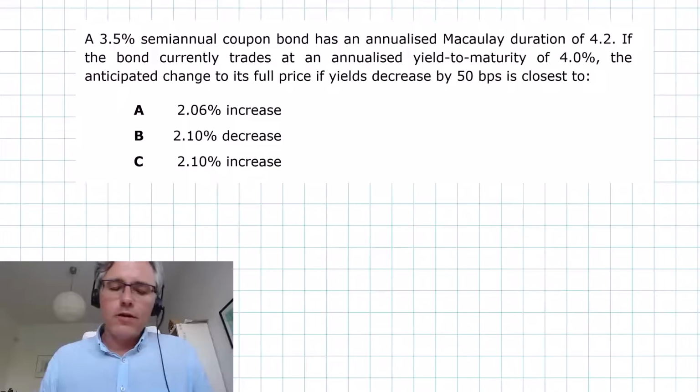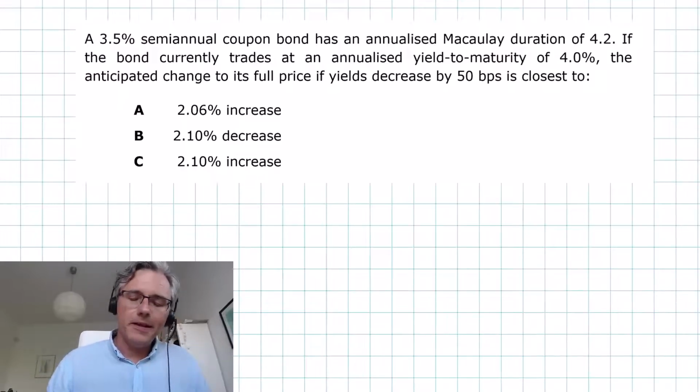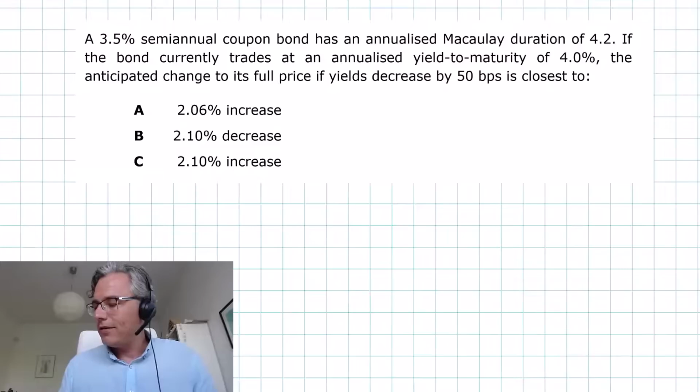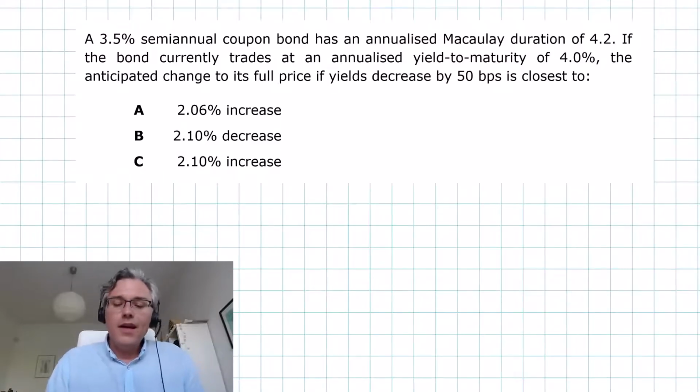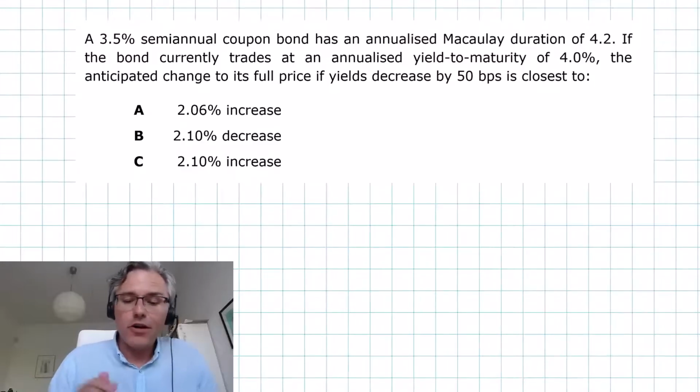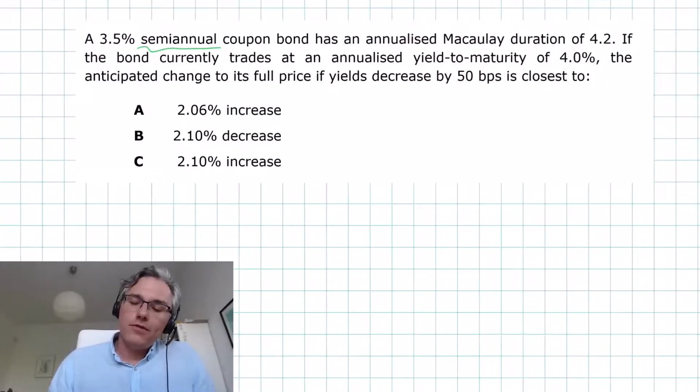Now we've got a little question which will apply the duration logic. A 3.5% semi-annual coupon bond has an annualized Macaulay duration of 4.2. I told you in the earlier video that durations are always going to be annualized when given to us. If the bond currently trades at an annualized yield to maturity of 4%, once again, yields are always annualized, even if bonds pay coupons semi-annually, as this one actually does. The anticipated change to its full price if yields decrease by 50 basis points is closest to.